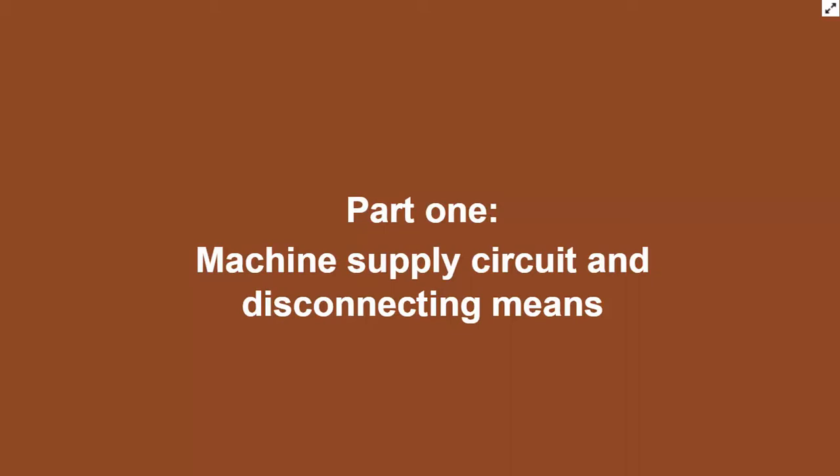There are 3 different sections that now represent the chapter. Section 5.1 provides the requirements for machine supply circuit disconnecting means. Section 5.2 provides the requirements for other disconnecting means used to enable work to be performed in a de-energized state. And then finally, Section 5.3 provides the requirements for means of removal of power for preventing unexpected startup of the machine.